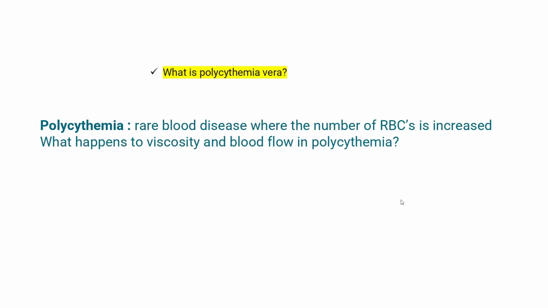So what is polycythemia vera? Polycythemia is a rare blood disease where the number of red blood cells is increased. What happens to viscosity? The viscosity will be high, and the blood flow in polycythemia will be slower.